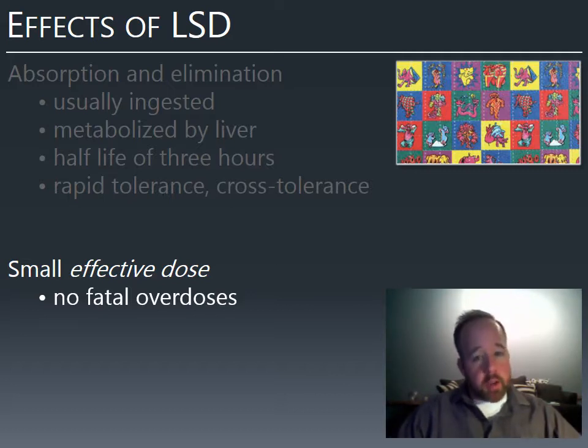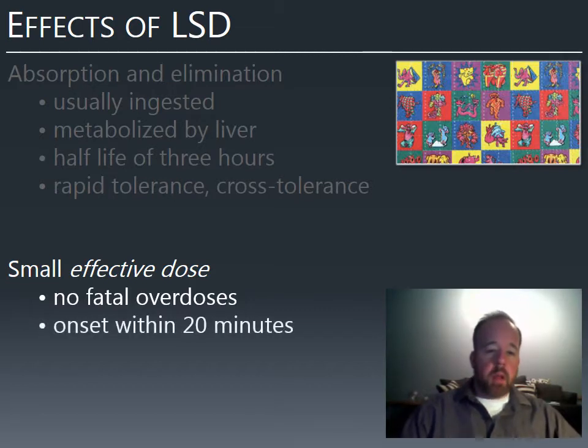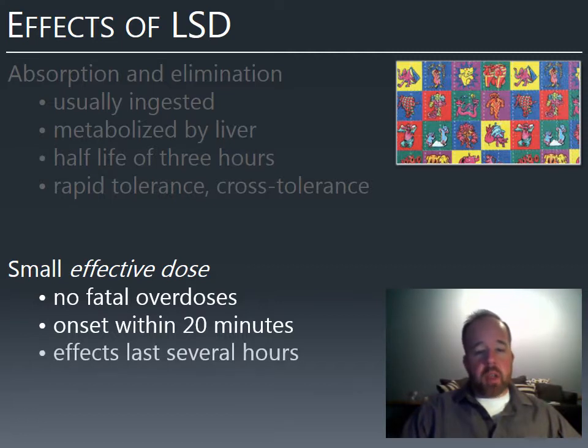Now, of course, the behavioral effects of LSD can cause someone to put themselves in danger. They can think they can fly, for example, or they can be impaired if they're driving. But LSD itself has not caused a fatal incident. The onset of the effects is usually within 20 minutes. So it's relatively quick acting, especially for something ingested. Remember, when marijuana is ingested, it takes about 90 minutes to take effect. But here, the onset is within 20 minutes or so, and it can last for several hours. And again, this depends on how much is taken.